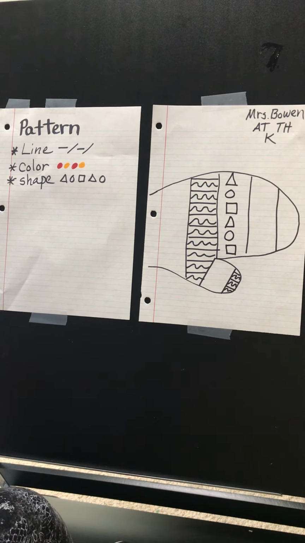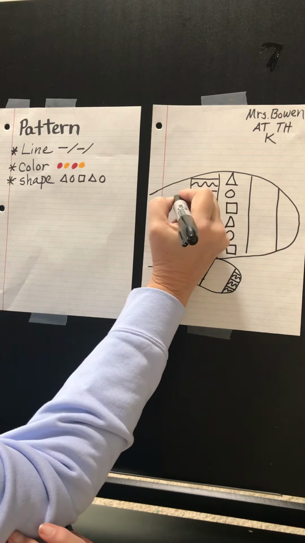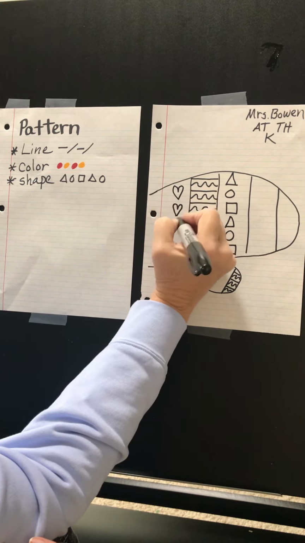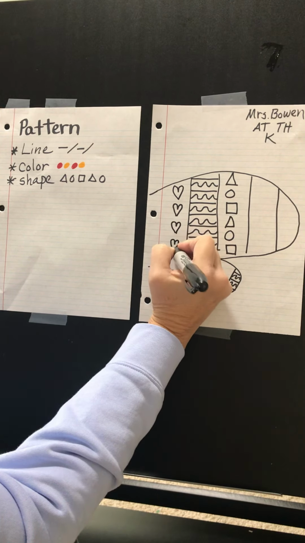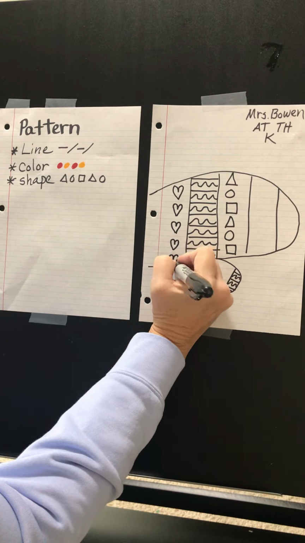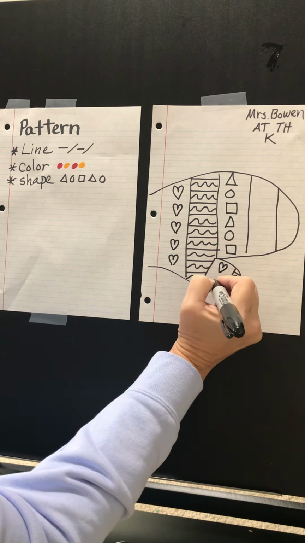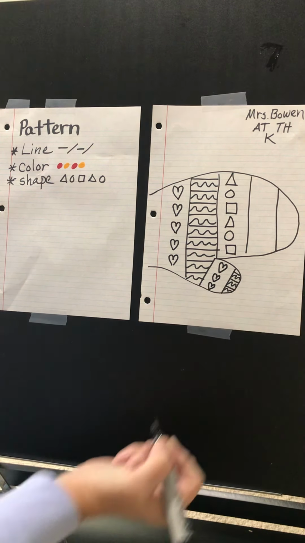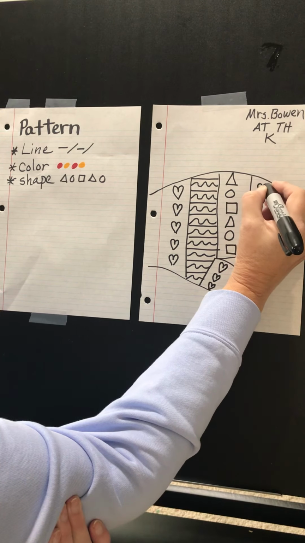Let's do some hearts. Let's do some shapes other than just squares and circles. So over here on this one, your pattern doesn't have to change. It can be hearts all the way down. So let's do hearts all the way down this part. And let's go back over and do the same thing with just hearts in our thumbs. Just repeating the hearts is also a pattern. And let's do more hearts over here.